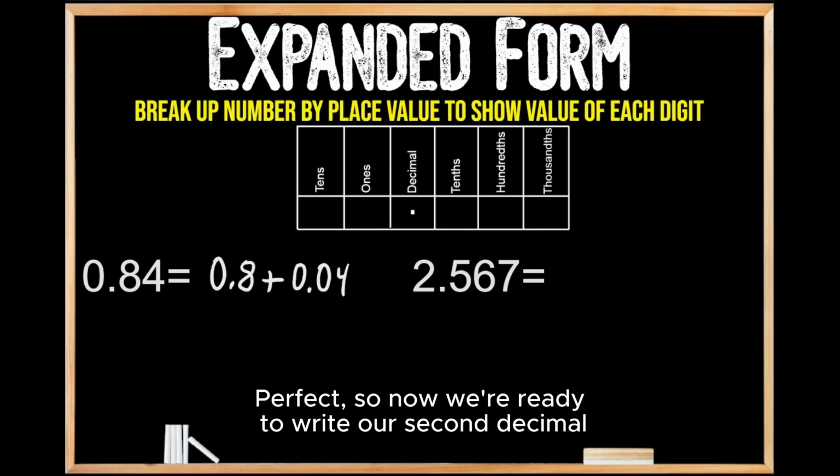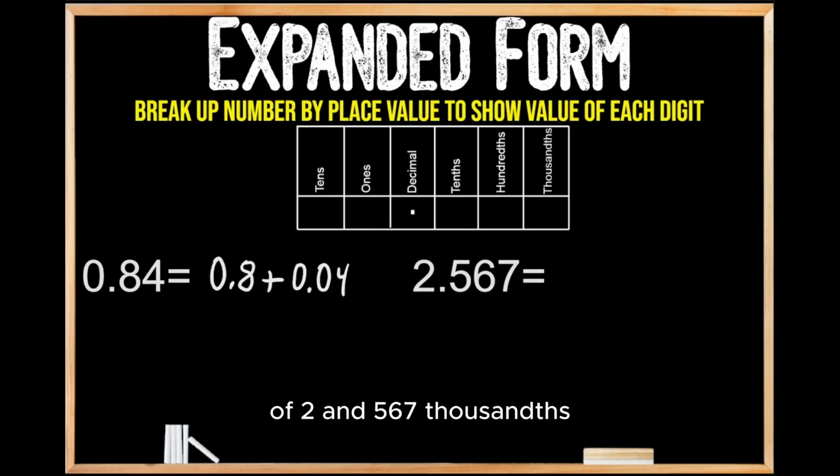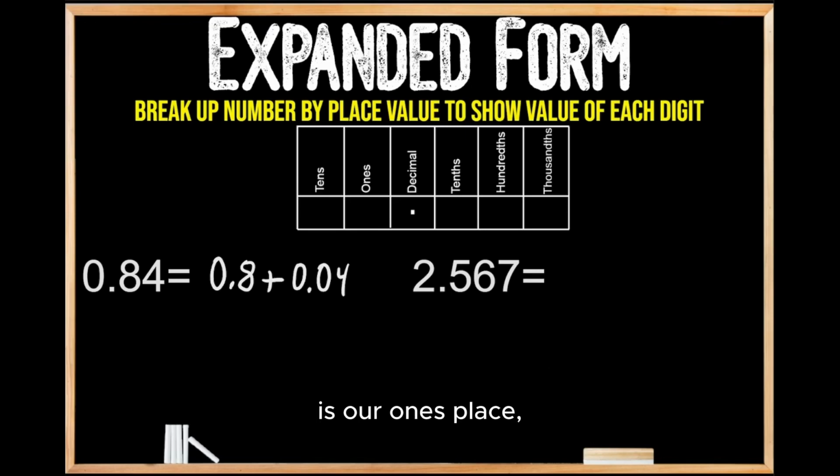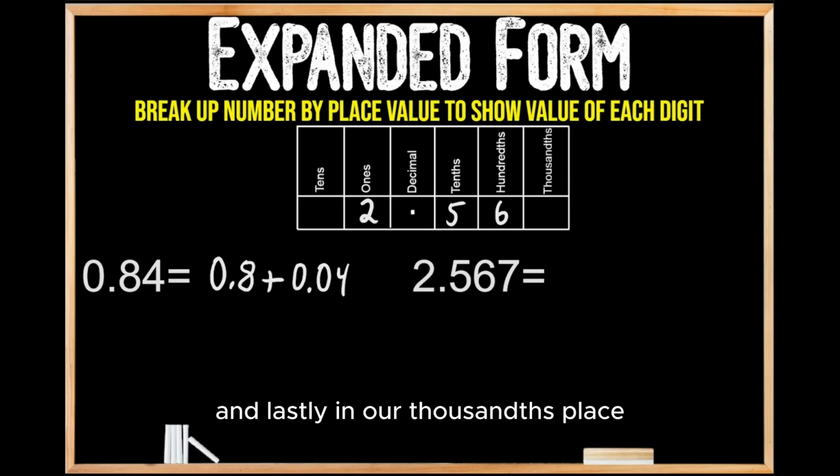Perfect. So now we're ready to write our second decimal of 2 and 567 thousandths in expanded form. So once again, for our place value chart, we're going to start with our highest place value, which once again is our ones place, but this time we have a digit of 2. Then moving on to our tenths place, we have a digit of 5. Our hundredths place, we have a digit of 6. And lastly, in our thousandths place, we have a digit of 7.